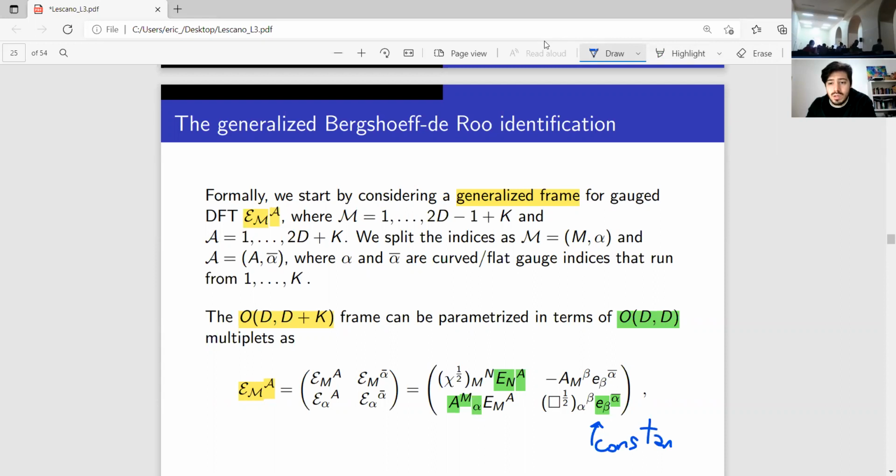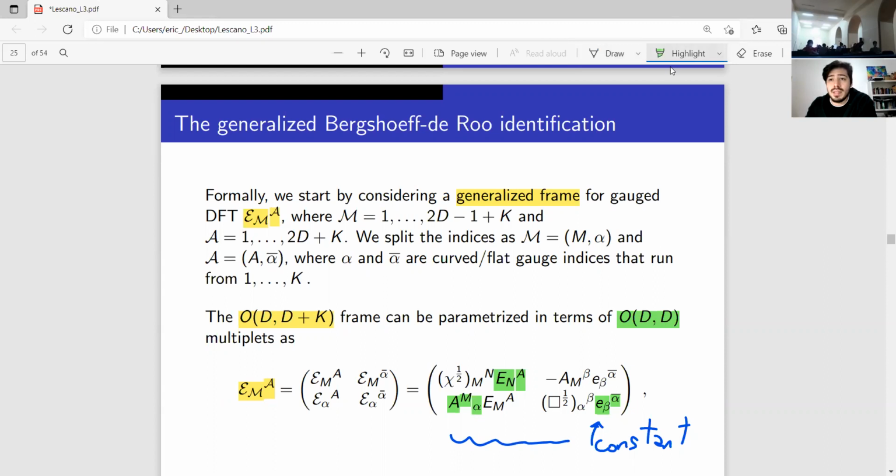We are trying to write the O(D+K) frame field in terms of an O(D) frame field and a new gauge field. This is very similar to a Kaluza-Klein decomposition, as you have studied with Gianluca. It's very, very similar. And we are going to try to write our gauge double field theory in terms of these degrees of freedom.